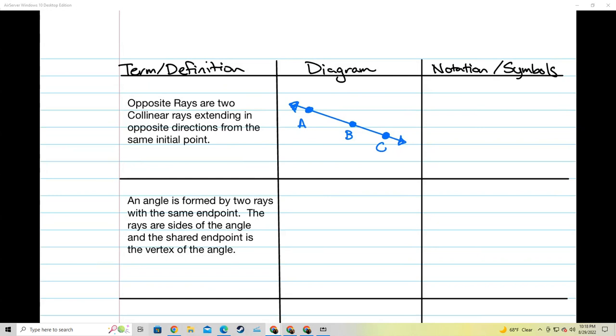Okay. So opposite rays is our vocabulary word. I'm going to go ahead and highlight that. Are two collinear rays. We haven't talked about what collinear means, but it means that it's got to be on the exact same line. Okay. Two collinear rays extending in opposite directions from the same initial point. So here's what I need you to do.